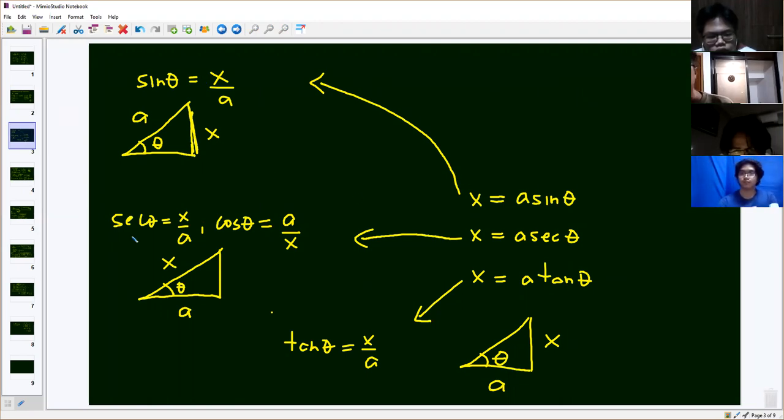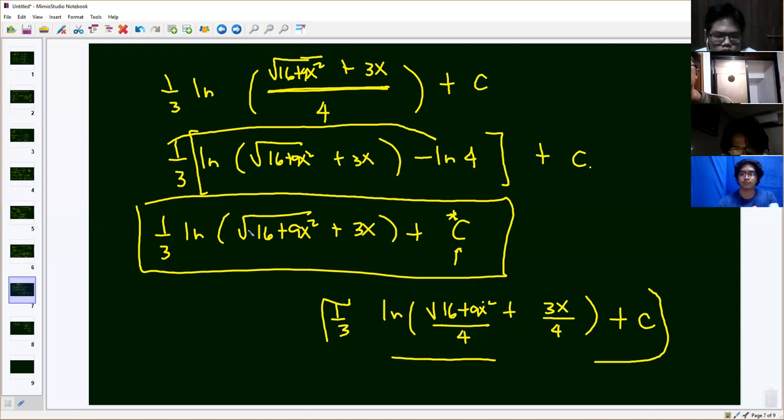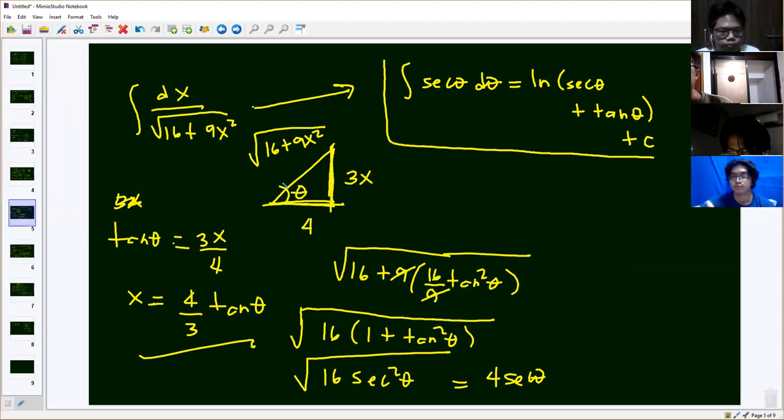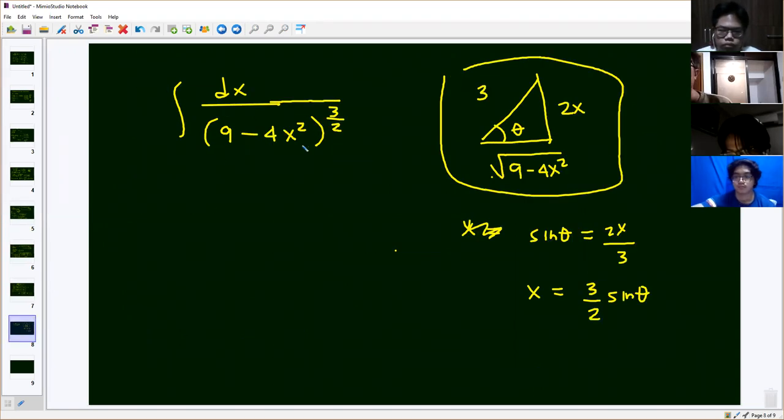Paano ba malalaman, guys? Look at this. Kanina, in this integral, ito siya. So, if you have a square root and then naka-add, meaning that's the hypotenuse, di ba? Kaya nga, ang setup, ganyan. Tangent dapat. In this example, naka-minus, meaning this is the hypotenuse, 9. Siya yung hypotenuse. Kaya nga 3, no? Tapos square root nun, 2x. Kaya nga ito, Pythagorean is this, that's why. So, if you can see, sine is 2x over 3, x is 3 halves sine theta.